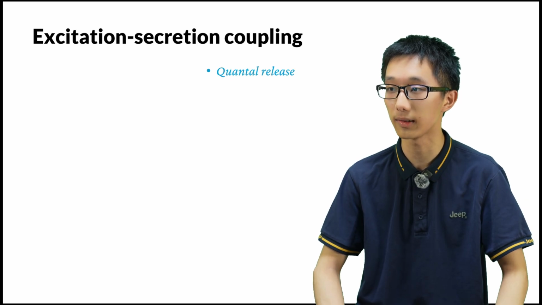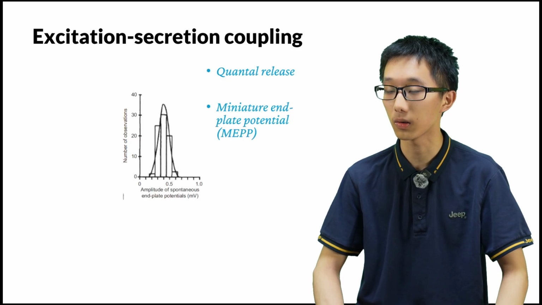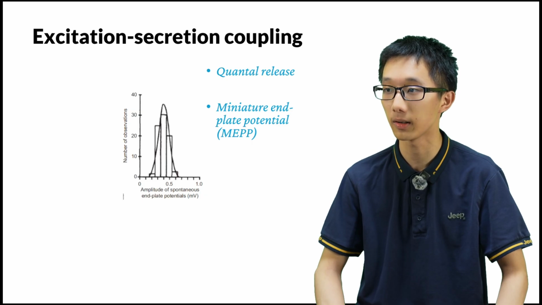We have 2 evidences for this. Firstly, sometimes at the neuromuscular junction, there is spontaneous release of neurotransmitters. This release causes a very small depolarization in the postsynaptic cell. This potential caused in the postsynaptic cell is called the miniature end plate potential. End plate is just a special term to refer to the muscle cell that is postsynaptic in the neuromuscular junction. The miniature end plate potential is very small.